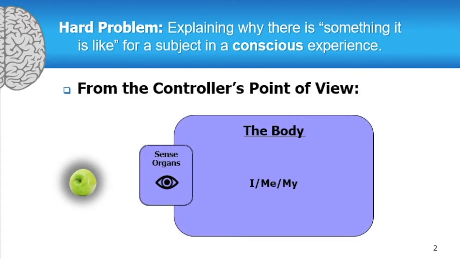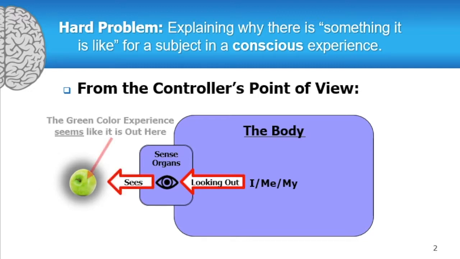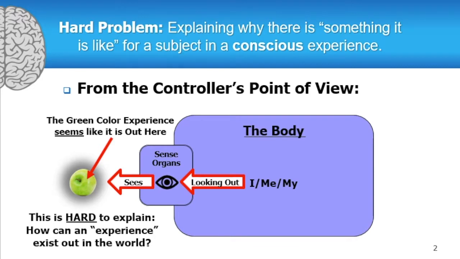From the controller's point of view, I is looking out through the sense organs and seeing a green apple out there in the world. This green color experience seems like it is out there in the world on the surface of that apple. This is hard to explain. How can an experience exist out in the world?